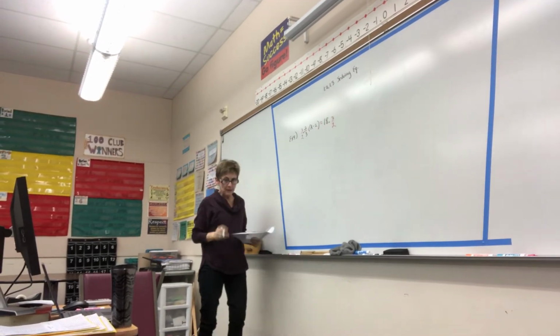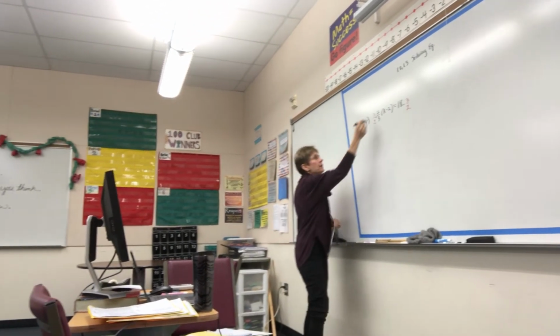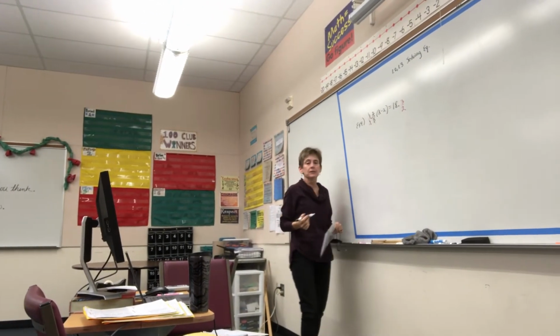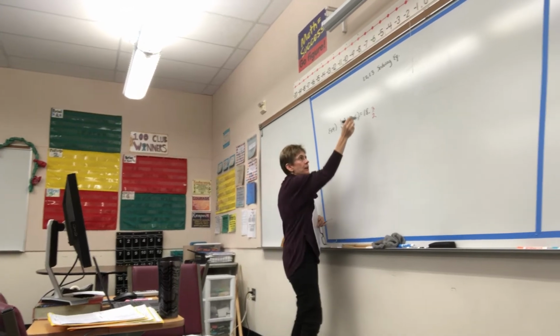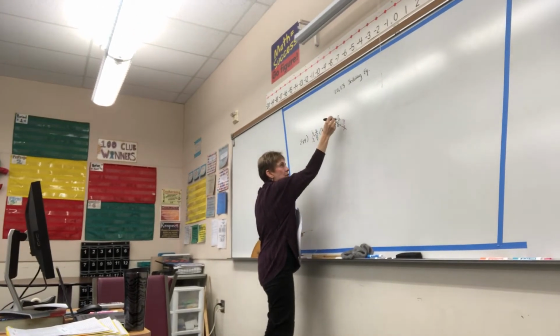Now, the cool thing about doing this is that on the left, the 3's cancel out and the 2's cancel out. On the right, we can cross cancel 18 divided by 2 and get 9.